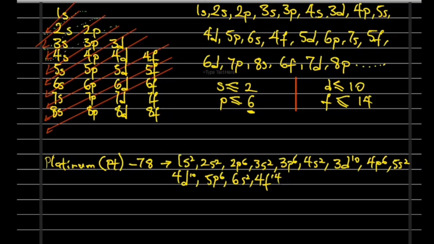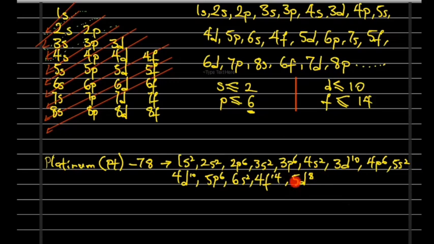And then we move to the next one after 4f, which is 5d. 5d8. Yes, 5d8. So look at this now. Let's quickly count again: 2 plus 2, 4 plus 6, 10, plus 2, 12, plus 6, 18, plus 2, 20, plus 10, 30, plus 6, 36, plus 2, 38, plus 10, 48, plus 6, 54, plus 2, 56, plus 14, 70, and then plus 8, 78. So this is going to be the electronic configuration of platinum.